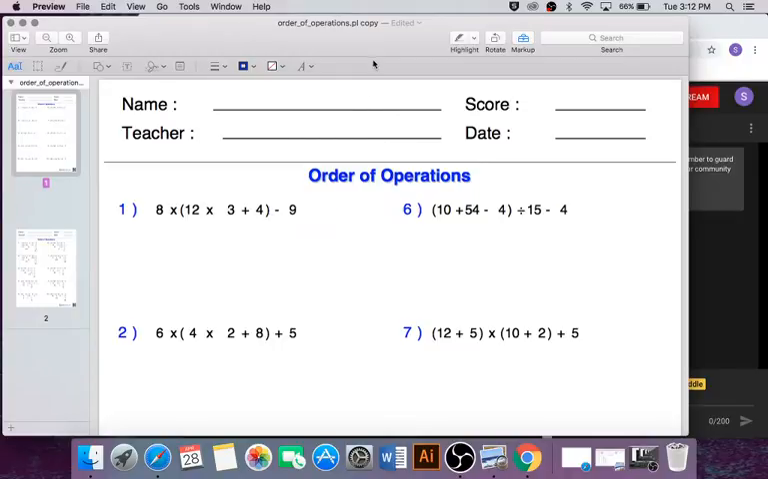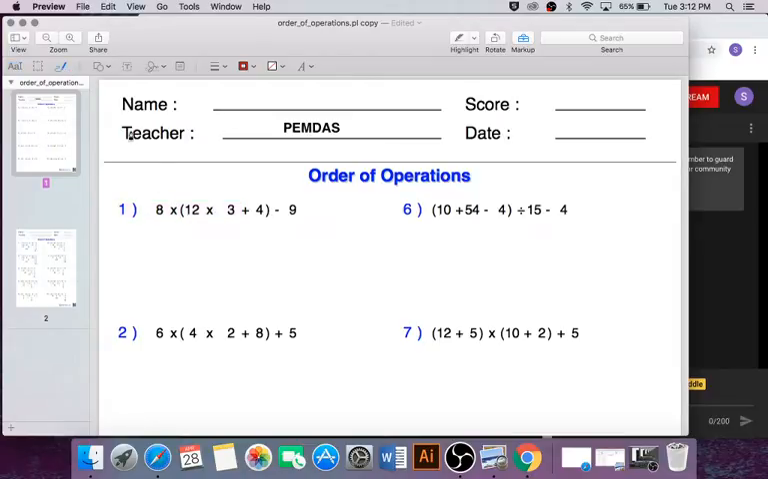So, like I said, we're going to start with order of operations, going over some examples. In order of operations, we use PEMDAS as a reminder. It stands for parentheses, exponents, multiplication, division in the order they appear left to right, and then addition, subtraction in the order they appear left to right.